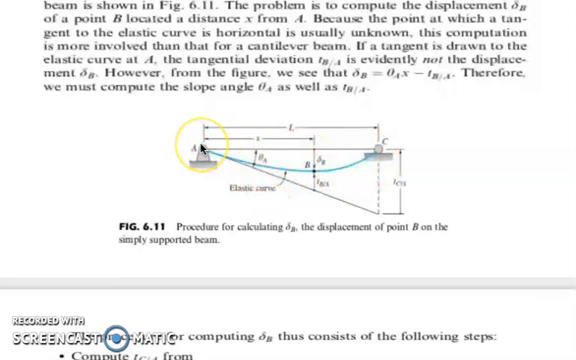So we draw a tangent line from point A. As we draw the tangent line from point A, we could identify our theta A, and we have our tangential deviation at point C with respect to A. And at point B, this is the displacement at point B, and from this elastic curve towards the tangent line, that will be the tangential deviation of point B with respect to A.